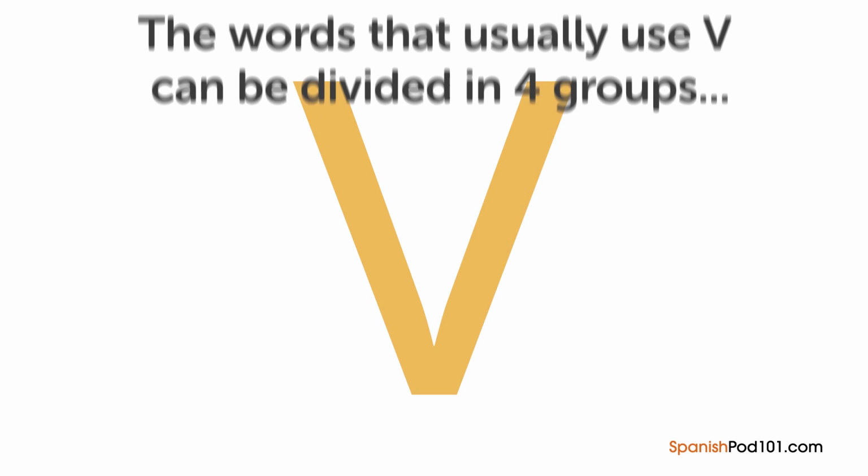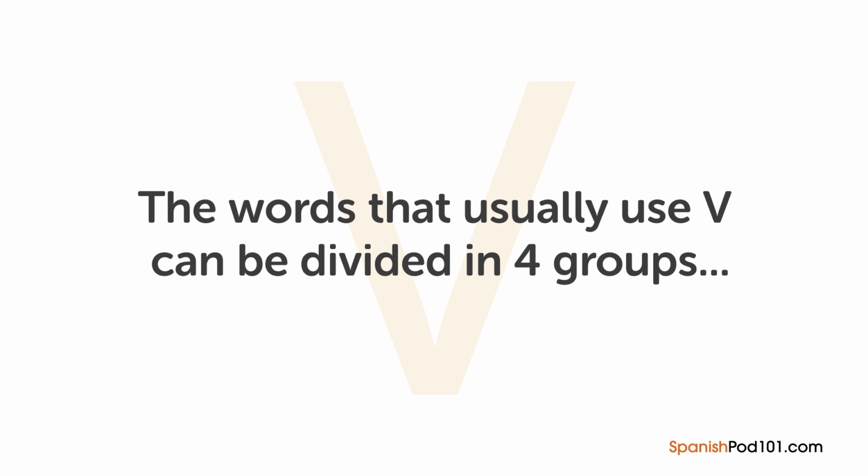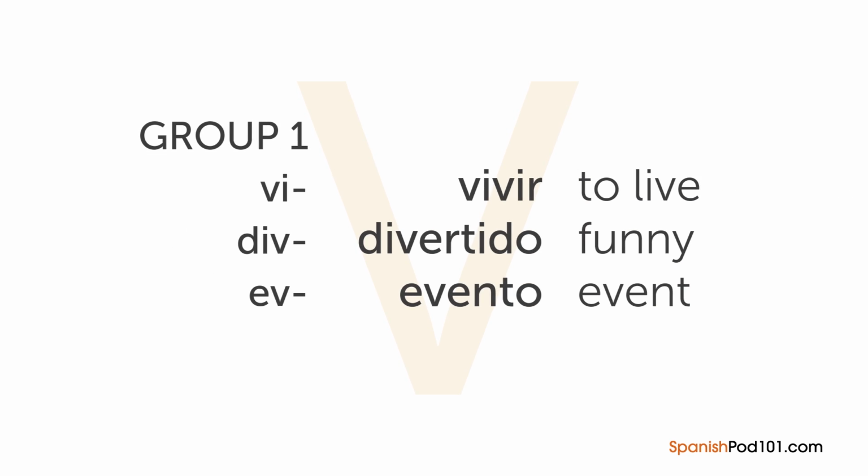Now let's see the rules for V. The words that usually use V can be divided in 4 groups. First, all the words that begin with V, div, ev. For example, vivir, to live, divertido, funny, and evento, event.